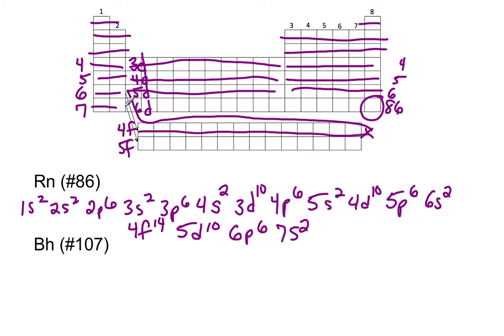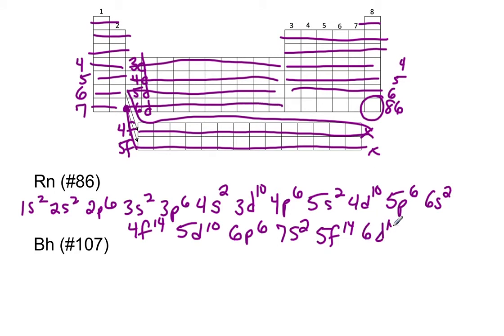Watch what happens. I drop down, before I hit the D's, I drop down to 5f's. 5f, and there's 14 columns, 14 groups, and then I can go back up at the end. I go back up to where I picked up, right here. 6d10, and then finally 7p6.